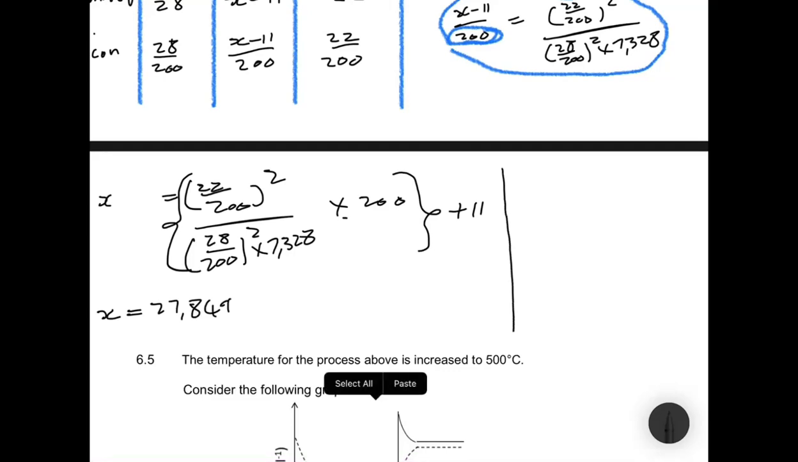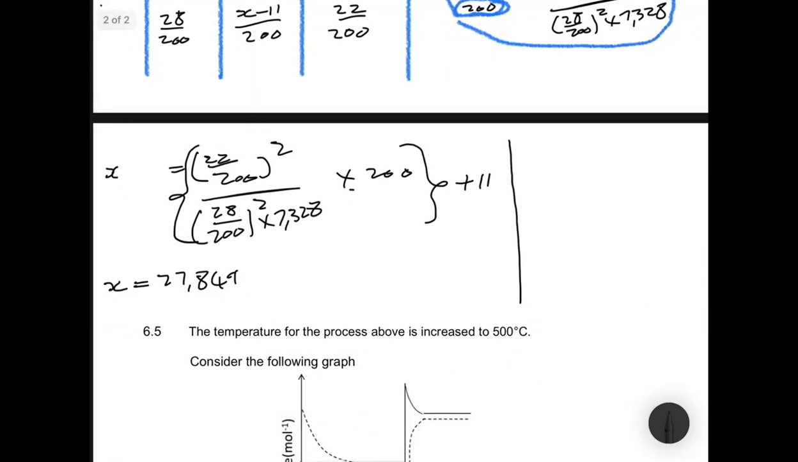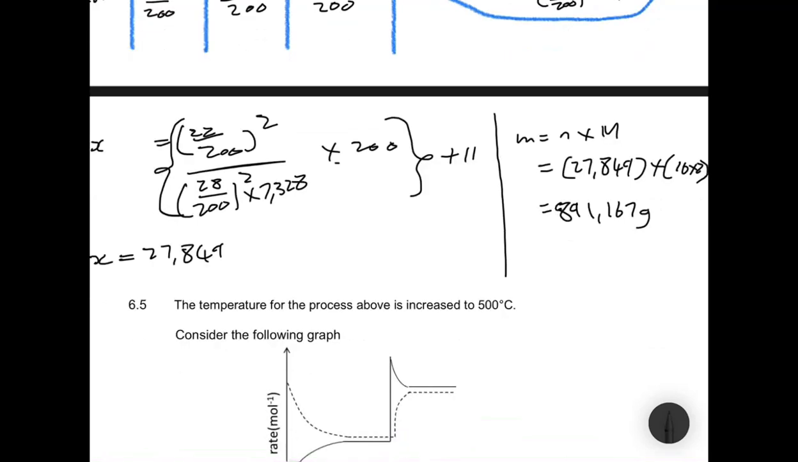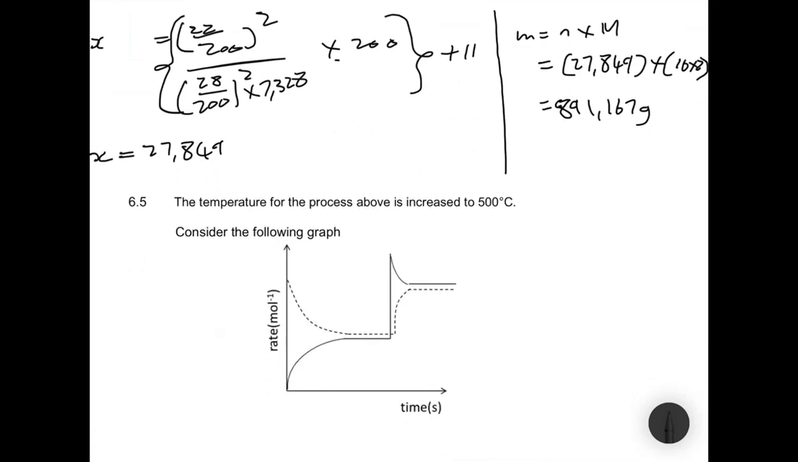So now we can use those number of moles to calculate the mass of O2 initially, right? So we know that the mass is equal to the number of moles multiplied by the molar mass. So that will be 27.849 multiplied by 16 multiplied by 2. Yes, so that will give you 891.167 grams. This is a bit lengthy. You can rewind the video so that you can get more clarity.